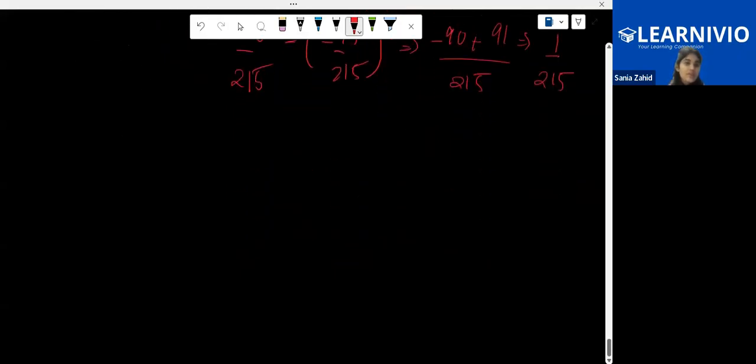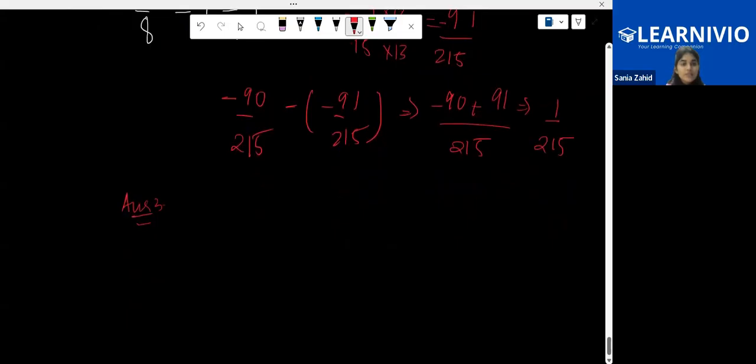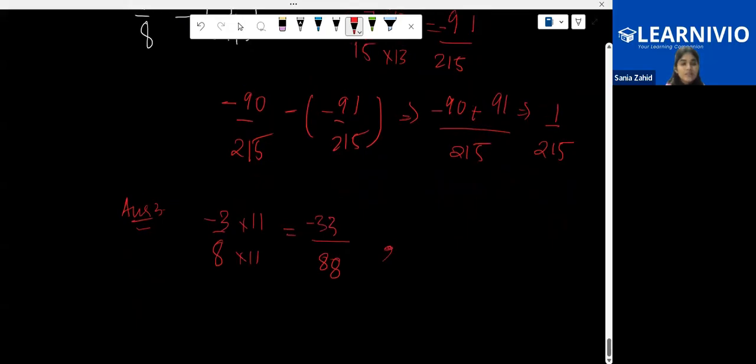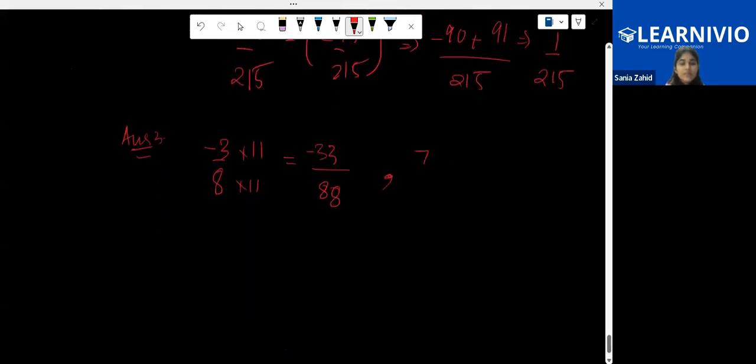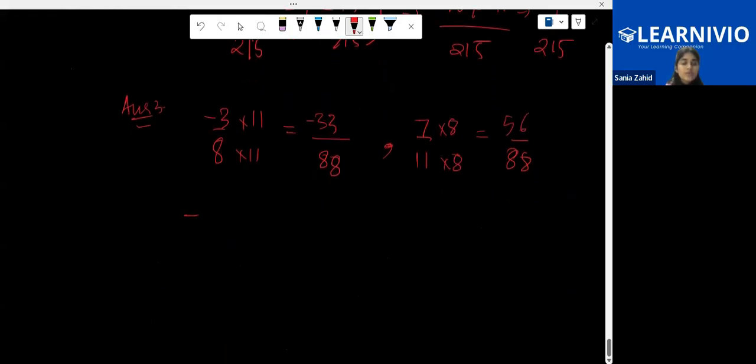Now we come to the third one. The answer for the third one will be, you have 8 and 11. So LCM is 88. So minus 3 by 8. How will you convert to 88? By multiplying with 11. This also multiply with 11. You have minus 33 by 88. And then 7 upon 11, you convert to 88. You multiply with 8. So you get these numbers. Now you just have to solve. So you do minus 33 by 88 minus 56 by 88.